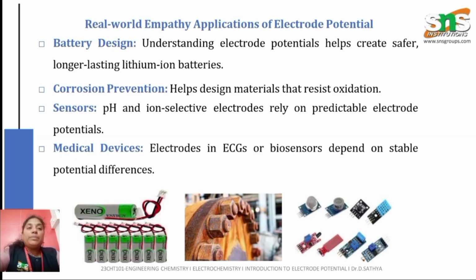In real-world applications, electrode potential is a basic thing in battery design, corrosion prevention, and sensors and medical devices. In battery design, understanding electrode potential helps make long-lasting lithium-ion batteries. In corrosion, it helps design materials that resist oxidation. Sensors such as pH and ion-selective electrodes rely on predictable electrode potentials.